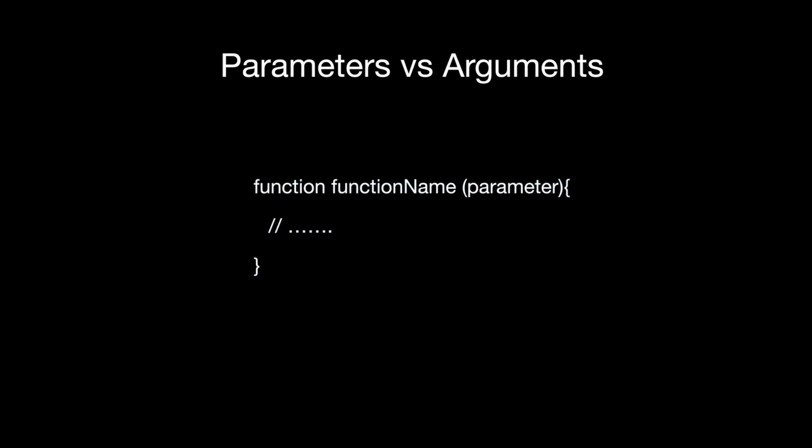So let's see the syntax. We receive a parameter or a set of parameters, and if we have a set of parameters, they will be separated by commas. Okay, now let's see the syntax for an argument. So this is an argument. So we just call a function and pass it an argument. So let's see it in action.